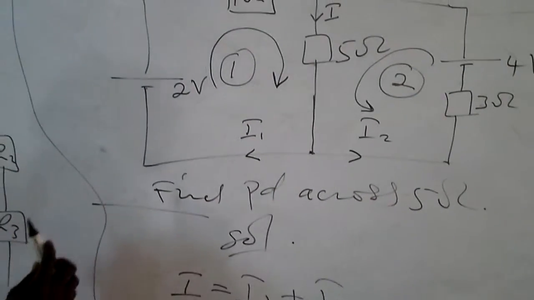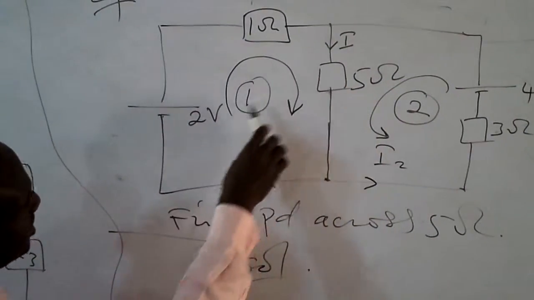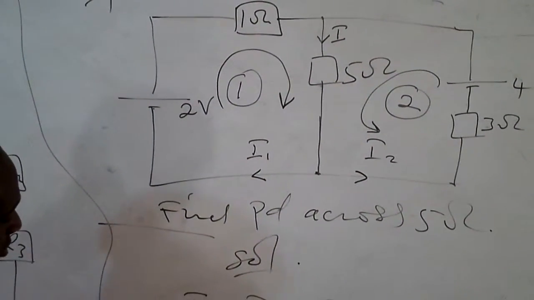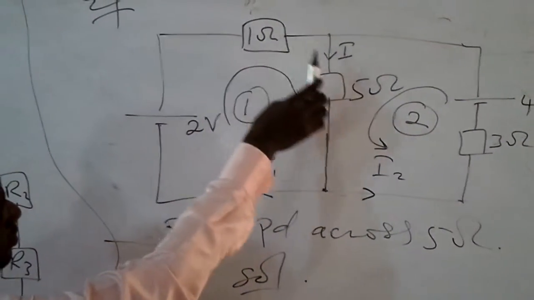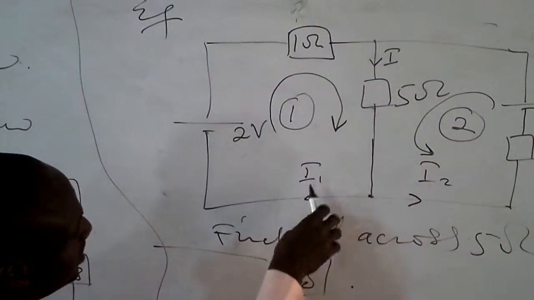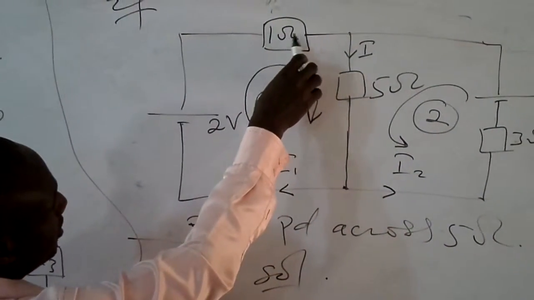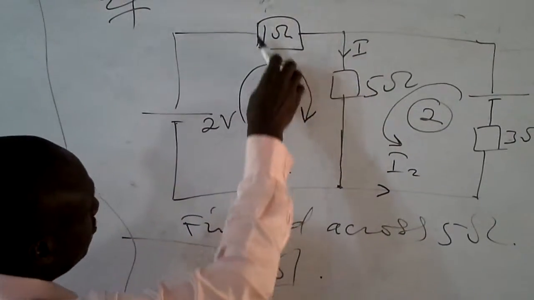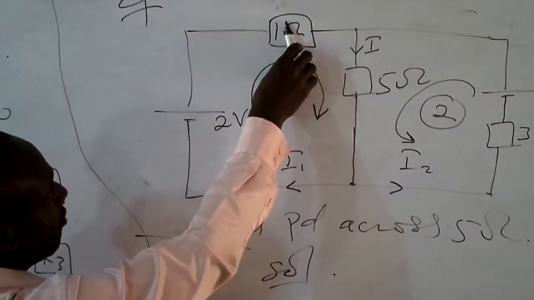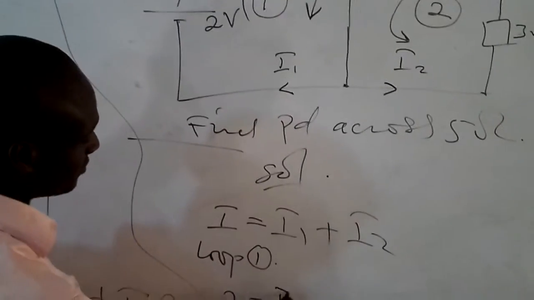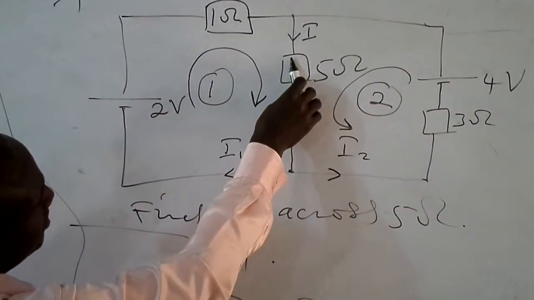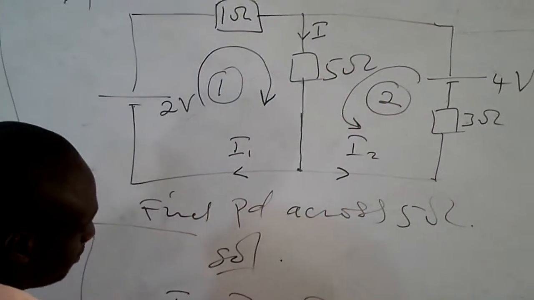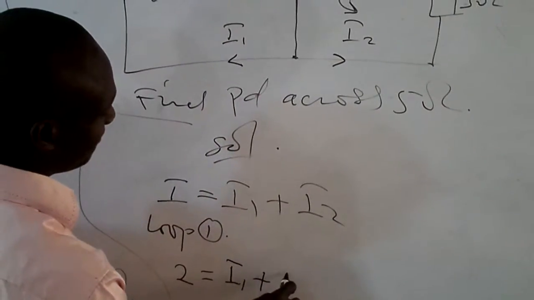You will see that current is leaving the positive terminal, so this EMF, 2, is positive, and will be equal to the PD across loop 1. This I1 will flow through the 1 ohm resistor, so the PD across the 1 ohm resistor is I1 multiplied by 1 ohm, which is also I1. The PD across this 5 ohm resistor, with I flowing through, will be plus 5 multiplied by the current I.